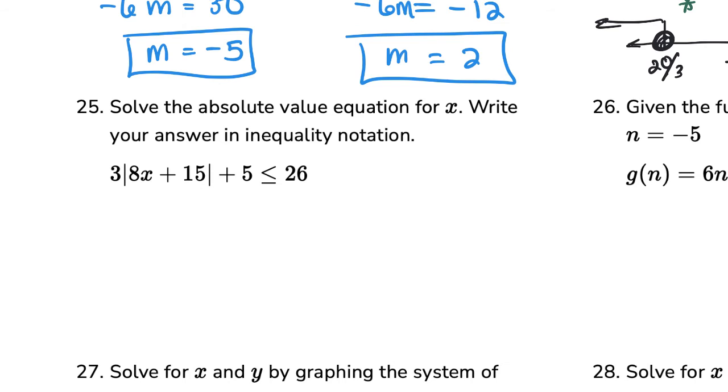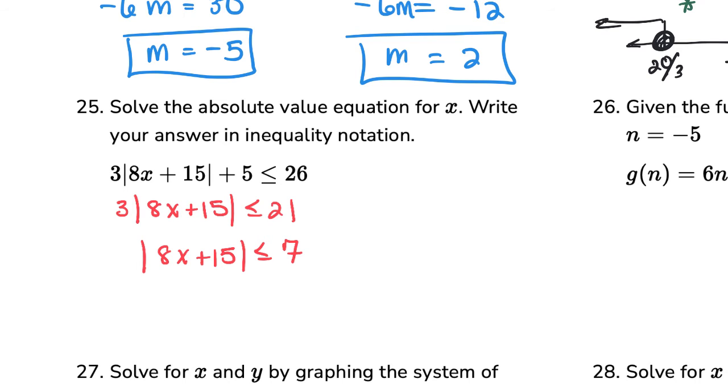Absolute value. Let's do our 2 steps here. Gotta subtract that 5. Gotta divide away that 3. And we just got 2 problems to solve. We have to solve it the way we see it. 8x plus 15 is less than or equal to 17. And we got to solve it again, but this time we got to say greater than, flip it, and change the sign.